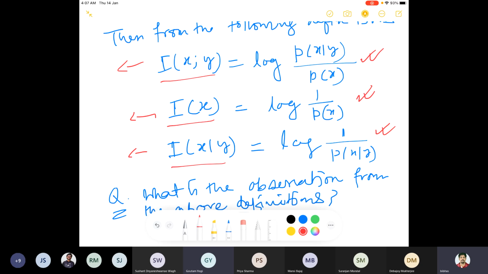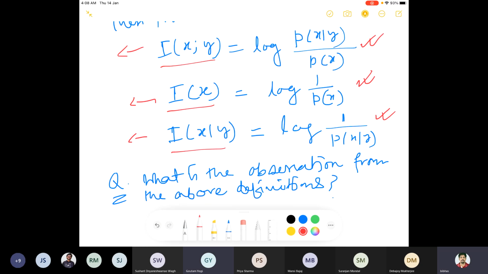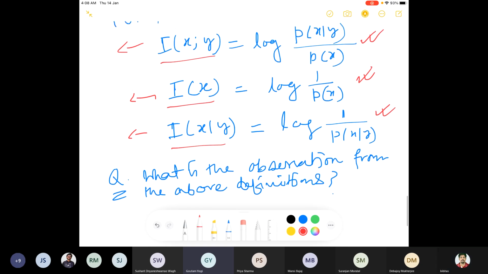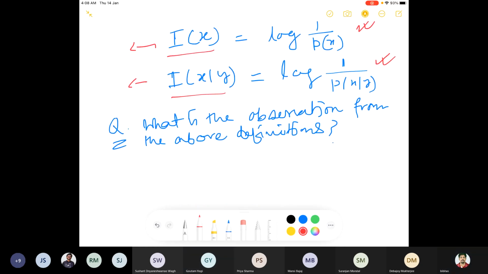So how are these three quantities related? What is the relation? We can write the first equation as I of x comma y equal to minus I of x given y plus Ix. So the conclusion, and this is important, is that I of x given y is equal to Ix minus I of x given y.